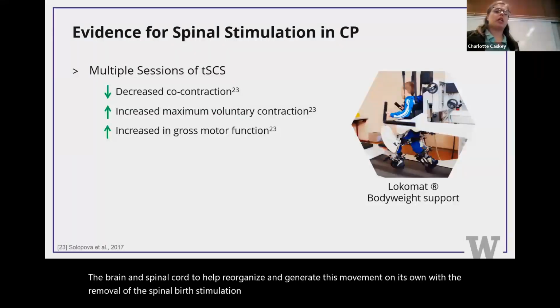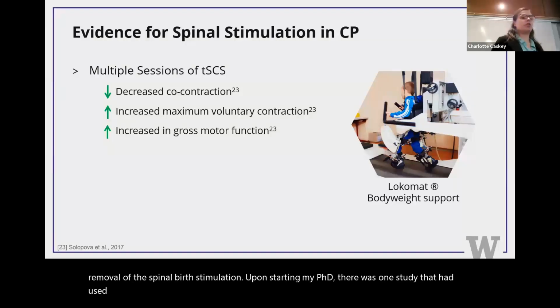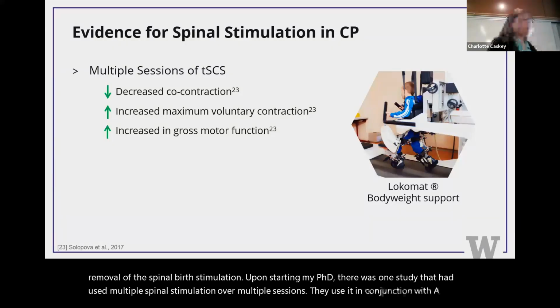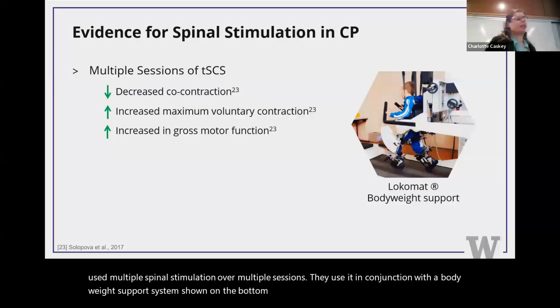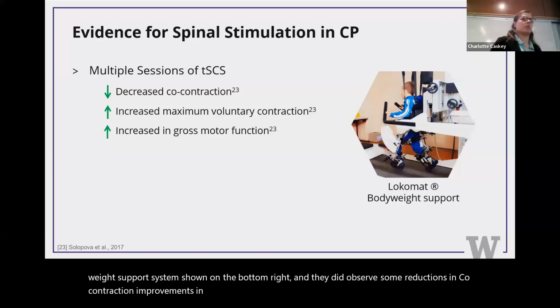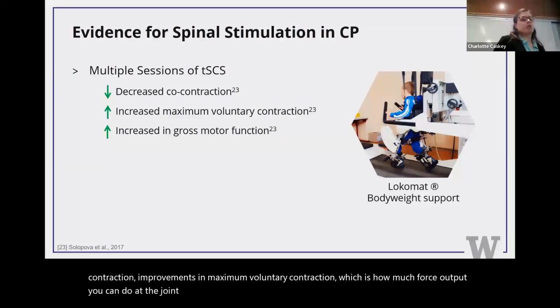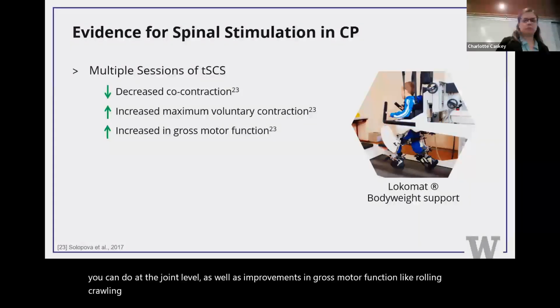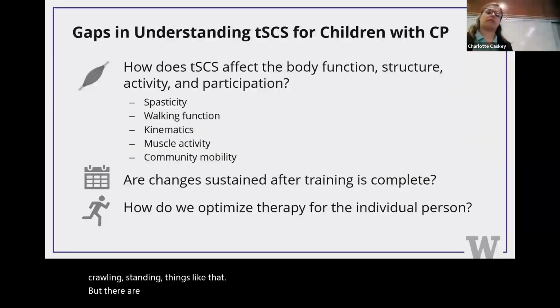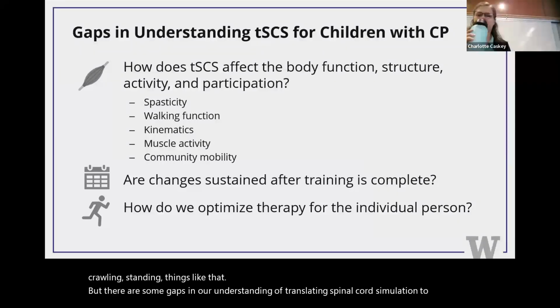Upon starting my PhD, there was one study that had used spinal stimulation over multiple sessions. They used it in conjunction with a body weight support system, shown on the bottom right, and they did observe some reductions in co-contraction, improvements in maximum voluntary contraction, which is how much force output you can do at the joint level, as well as improvements in gross motor function like rolling, crawling, standing, things like that. But there are some gaps in our understanding of translating spinal cord stimulation to the clinical setting for children with CP.